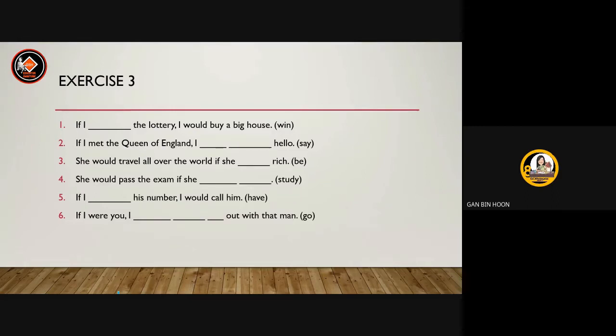Number 1: if I win the lottery, I would buy a big house. So what's the answer? Anybody? Can you win the lottery? It means not logical, right? Because you don't even buy the lottery. So I would buy a big house. So what's the answer? Anybody?